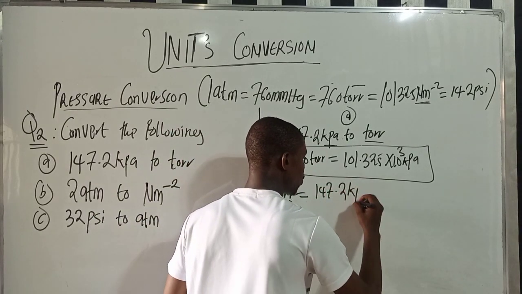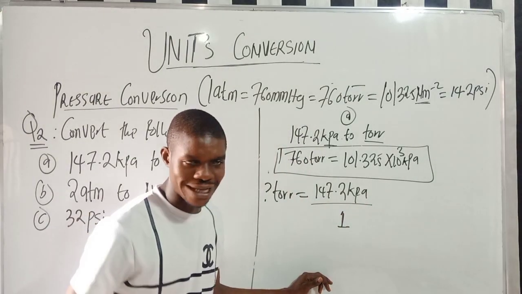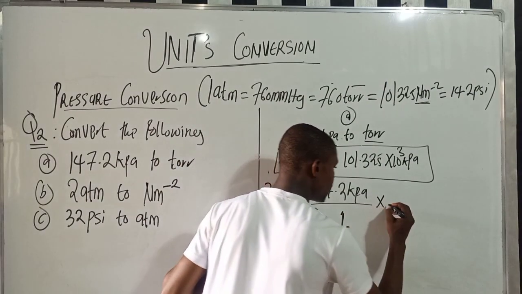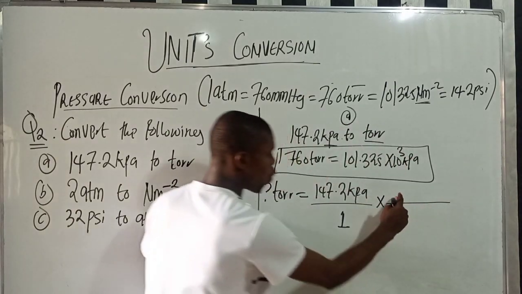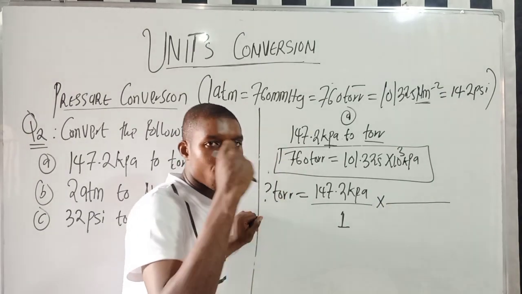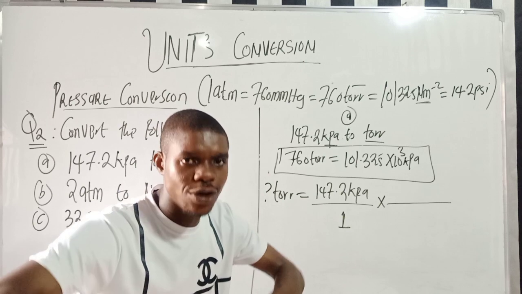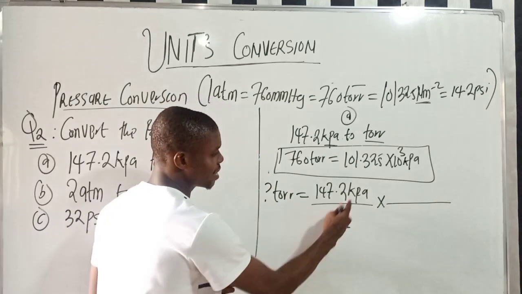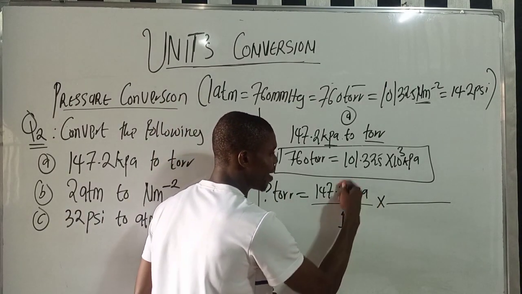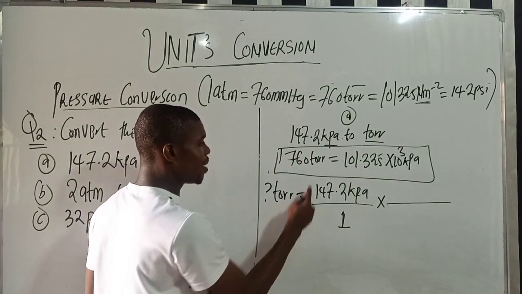147.2 kilopascal over one, just like the way we did in the first calculation, times we put a division sign here, not more at top, more at down. But you will state that when you are converting, arrange your units in a way they will cancel each other, because kilopascal is at the top already. This kilopascal has to go to the down, so they can easily cancel out. What will be left is this guy.